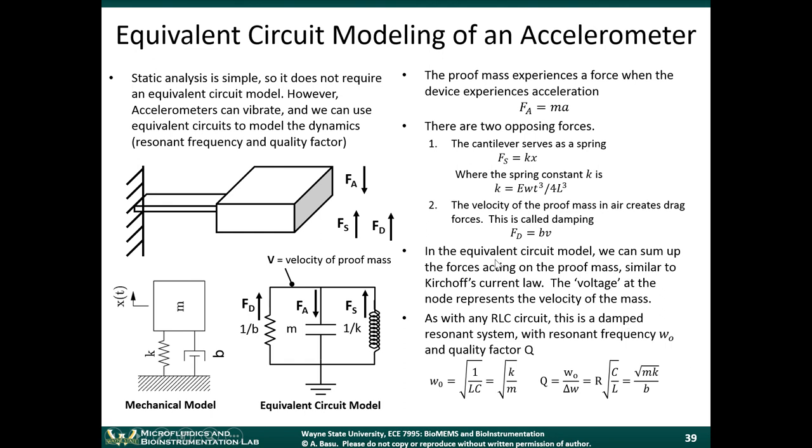So just to sum up this slide before we go on to more of these resonant systems. In the equivalent circuit model, we can sum up the forces acting on the proof mass similar to Kirchhoff's current law. The voltage at the node represents the velocity of the mass. In Kirchhoff's current law, we sum up these currents just as in the mechanical system, we always add up the forces. In the mechanical system, the sum of all forces acting on an object is equal to zero. In the electrical circuit, the sum of all the currents entering a node must sum to zero. So that's what we're using as the analogy here. If you're confused about this, if you model a few problems using equivalent circuit models, you'll see that it is in fact quite useful.